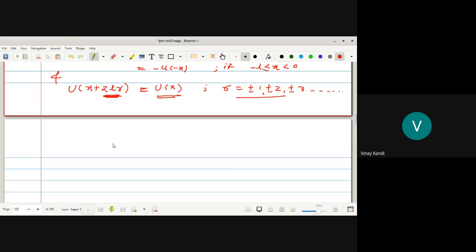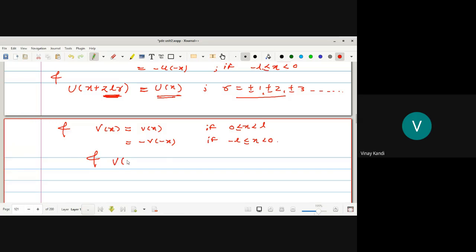Okay, similarly for the initial velocity, capital V of x is equal to small v of x if x is in between 0 to L, and is equal to minus v of minus x if minus L is less than x less than 0. Okay, when x is in between minus L to 0, sorry, fine. And also capital V of x plus 2L r is equal to V of x.